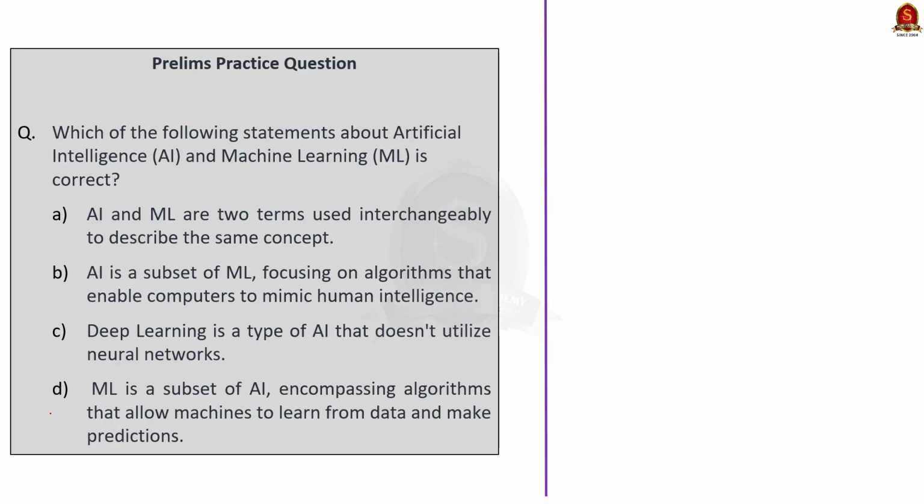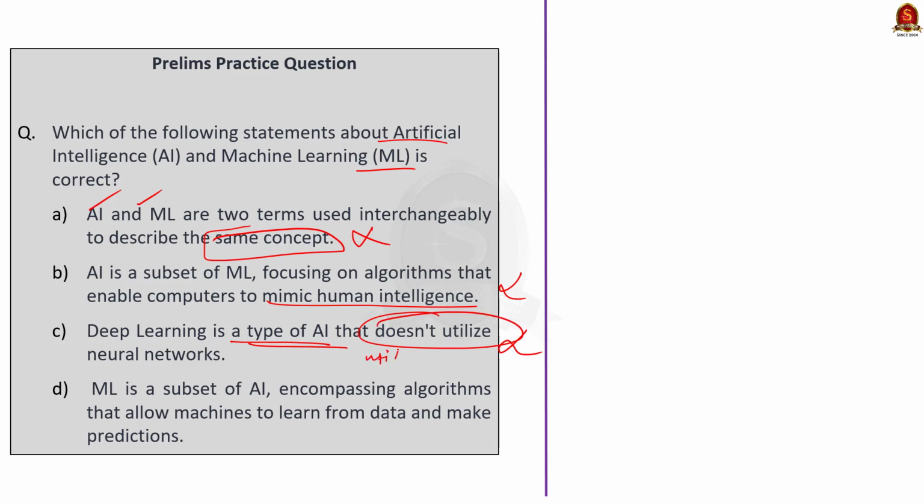Next question, which of the following statements about artificial intelligence and machine learning is correct? So artificial intelligence and machine learning are two terms used interchangeably to describe the same concept. This is incorrect because these two are different concepts. Next, AI is a subset of ML focusing on the algorithms that enable the computers to mimic human intelligence. This is incorrect. Next, deep learning is a type of AI that doesn't utilize the neural networks. This statement is incorrect, because deep learning is a subset of machine learning that utilizes artificial neural networks to understand and represent the patterns in data. Next, machine learning is a subset of artificial intelligence encompassing algorithms that allow machines to learn from data and make predictions. This statement is correct.